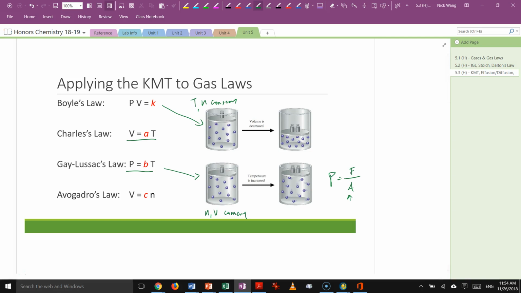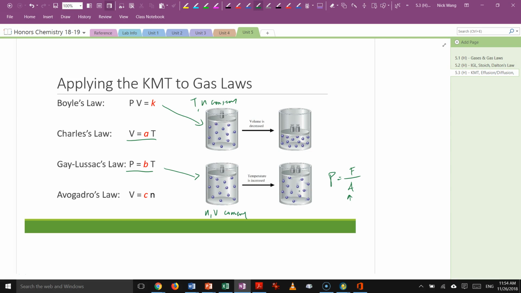That's looking back at this, thinking about this in terms of particles. So ultimately, how do you explain things using the kinetic molecular theory? You really just look at how the particles move, how they change, and how the container changes, to be able to explain how these behaviors and these gas laws are observed.